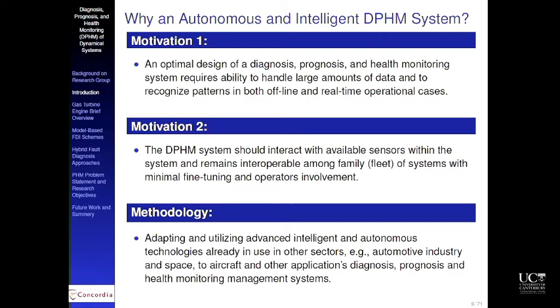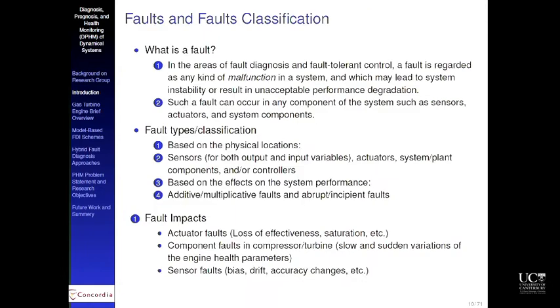So much of this autonomy and intelligence has been coming from JPL and European space agencies and many other national space agencies. So we are trying to adopt and modify these technologies to fit within the problem that we have here.